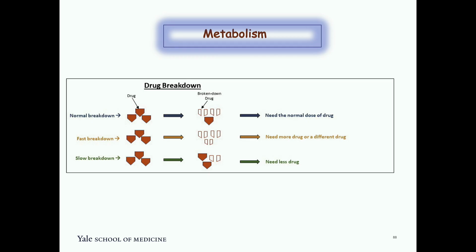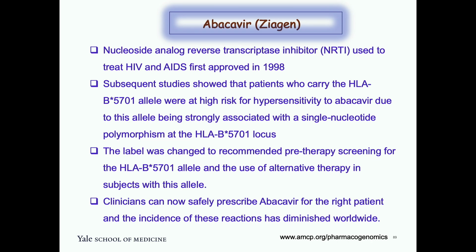The other aspect is how a drug is metabolized. If the drug is metabolized at a normal rate, then the normal dose will give the normal response. But if it breaks down very fast, then you need more drug, a higher dosage of that same drug for that person. And the third thing, if there is a slow breakdown, then you need to reduce the dose. So we need to know all these things.